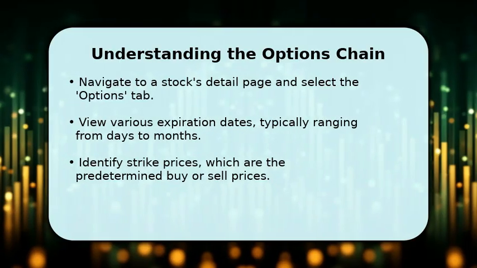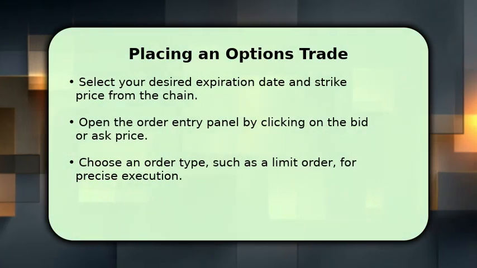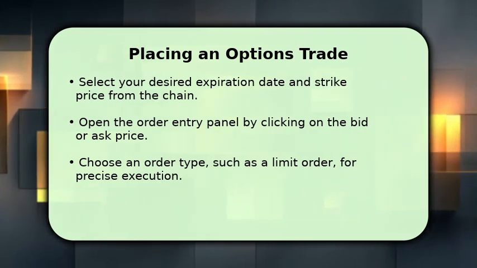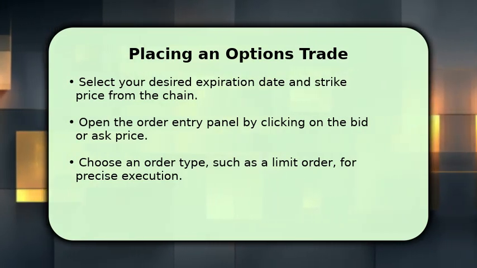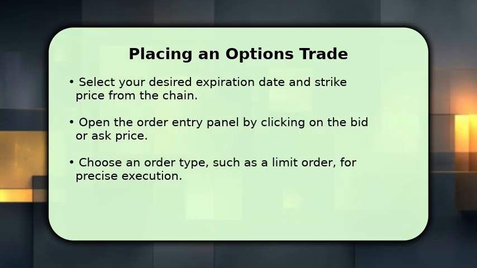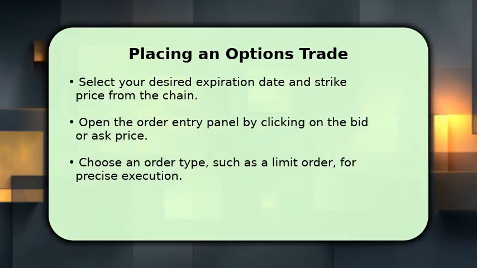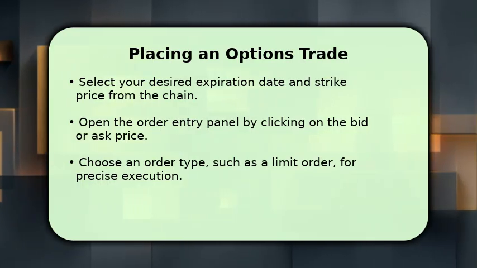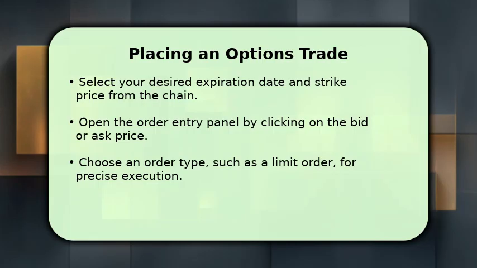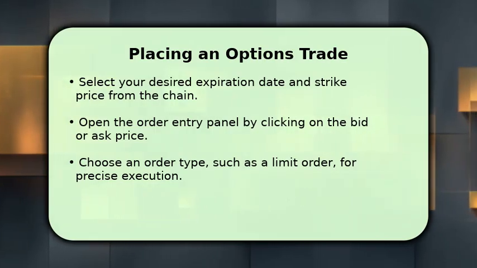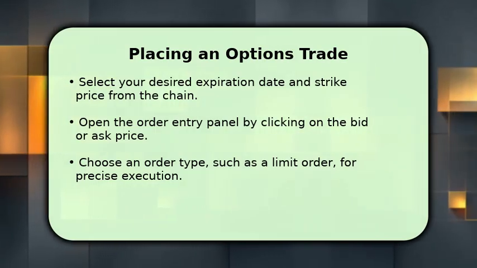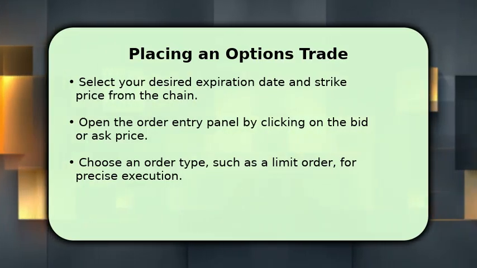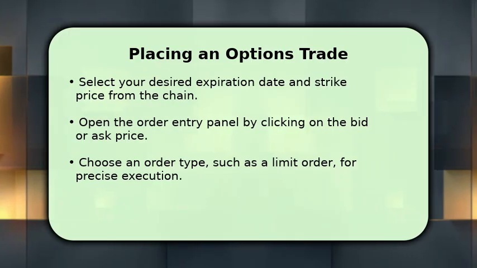You can easily filter the chain to show only call options, put options, or both, helping you focus on your desired contracts. To place a trade, first select your chosen expiration date and strike price directly from the options chain. This action will open the order entry panel. It is generally recommended to use a limit order for options to control your entry price rather than a market order. Next, specify the number of contracts you wish to trade. Remember, one contract usually represents 100 shares of the underlying stock. Finally, review all details carefully before confirming your order.